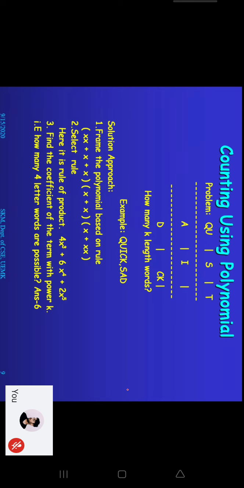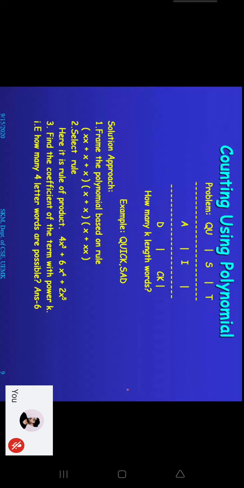So we use a polynomial to solve this particular problem, and this is actually how many ways we can have r plus b plus g equals 7. Here we can also apply the same type of approach, the same approach whichever we have used. This time we will apply the 1, 2, 3.